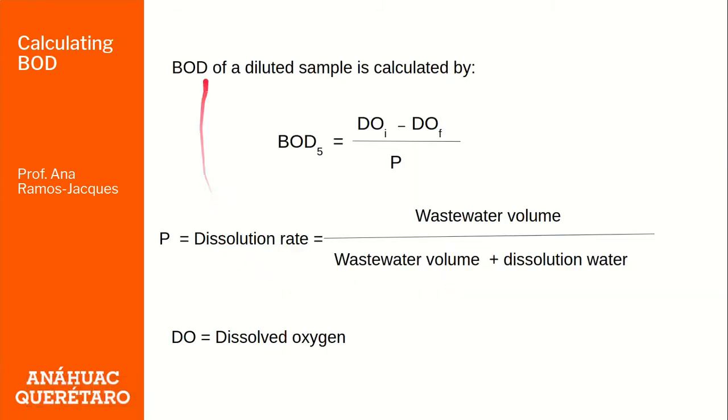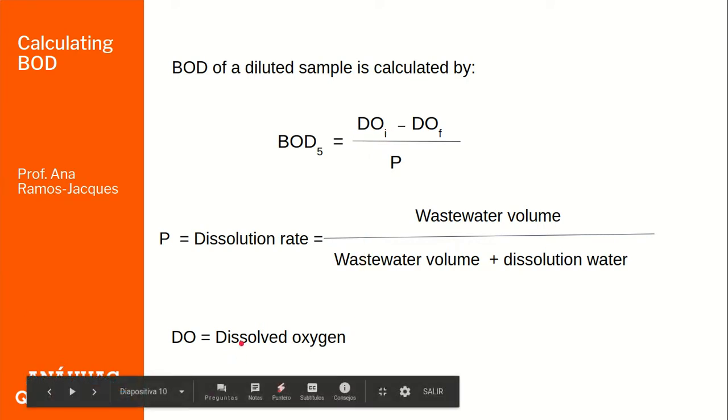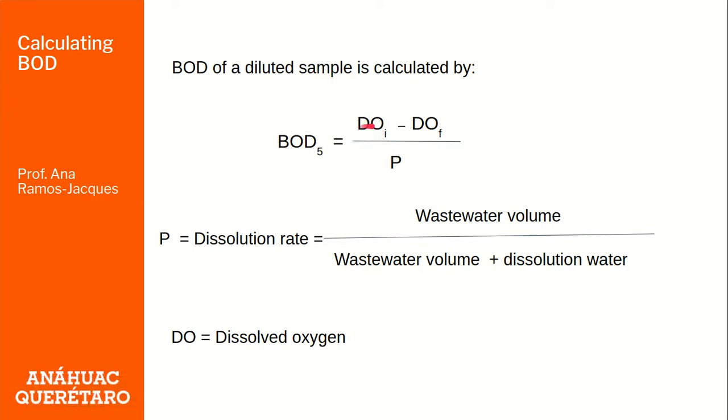How can we calculate BOD of a diluted sample? We use this formula. You can see here DO. This means dissolved oxygen, and we have an initial dissolved oxygen minus a final dissolved oxygen, and this P is the dilution rate, that is the wastewater volume over the wastewater volume plus the dilution water.